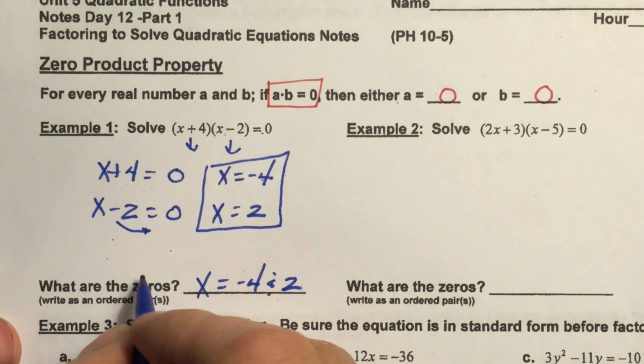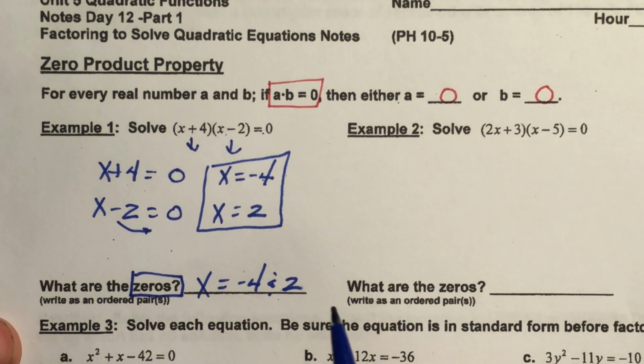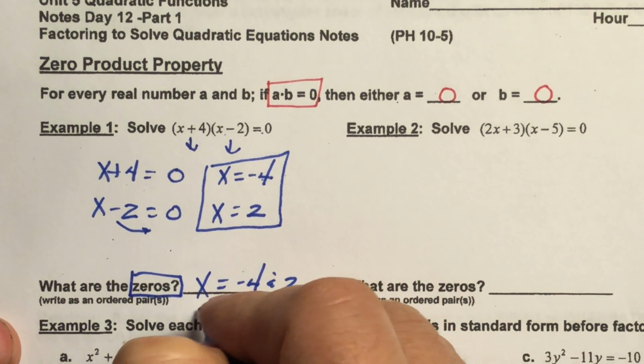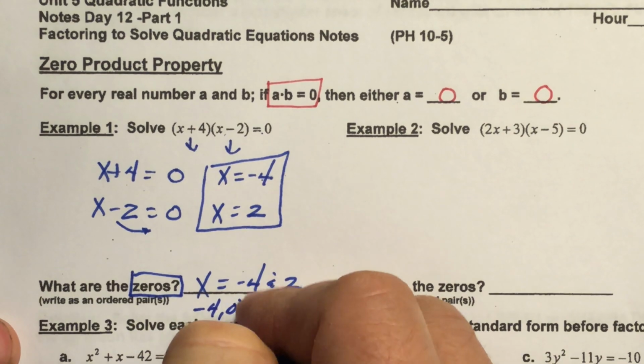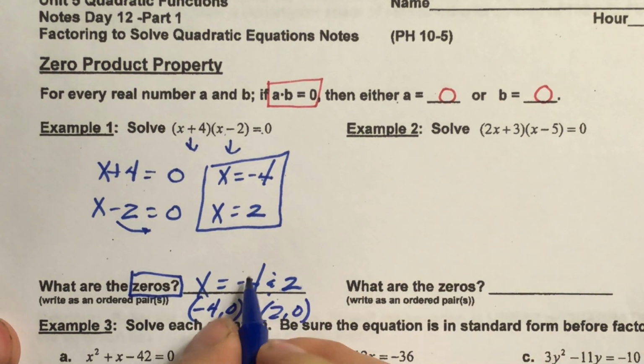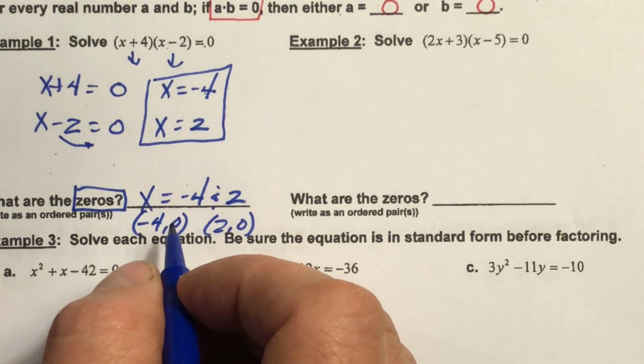We call these zeros. Now this one says write as an ordered pair, so I can write these as ordered pairs: negative 4 comma 0 and 2 comma 0. Remember, those are the x coordinates. So there you go. Let's do the same thing for example number 2.